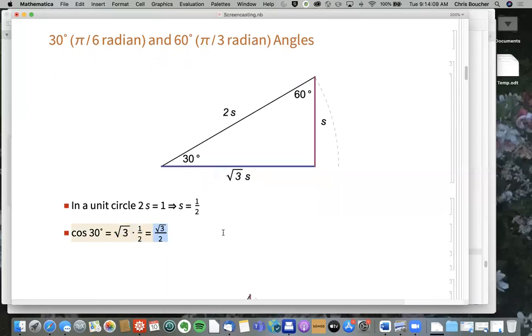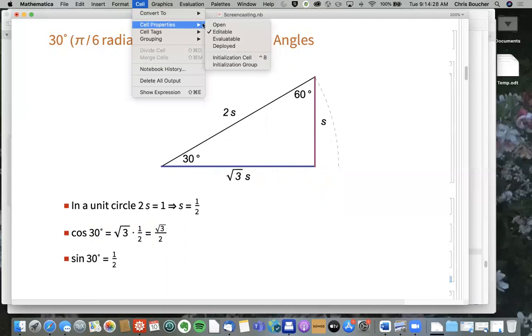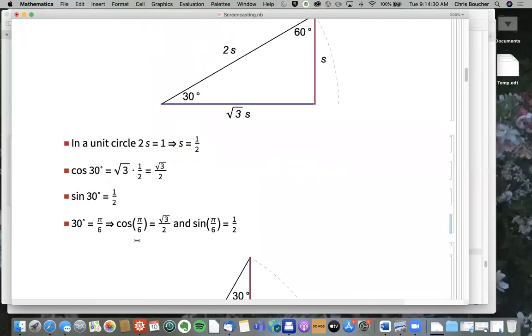And we'll usually write that a little more compactly as the square root of 3 over 2. The sine is the purple segment, and that's just s, which is 1/2, right? So the sine of 30 degrees is equal to 1/2. 30 degrees is pi over 6. That's something we talked about in the previous video, these equivalences between angle measures and degree measures. And so the cosine of pi over 6 is square root of 3 over 2, and the sine of pi over 6 is 1/2. And again, we can figure out tangent without too much trouble here.